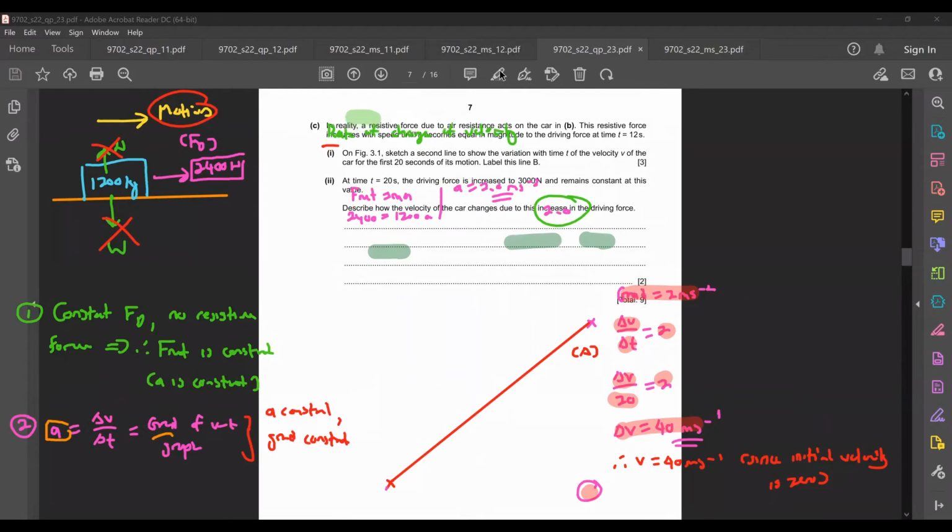Now, the next part of the question in the next page mentions this. In reality, resistive force due to air resistance actually acts on the car in B. Okay, so this is where they ask you to include resistive forces now. This resistive force increases with speed until it becomes equal in magnitude to the driving force in a time of 12 seconds. Now, on figure 3.1, sketch a second line to show the variation with time of the velocity V of the car for the first 20 seconds of its motion, and then label this line B.